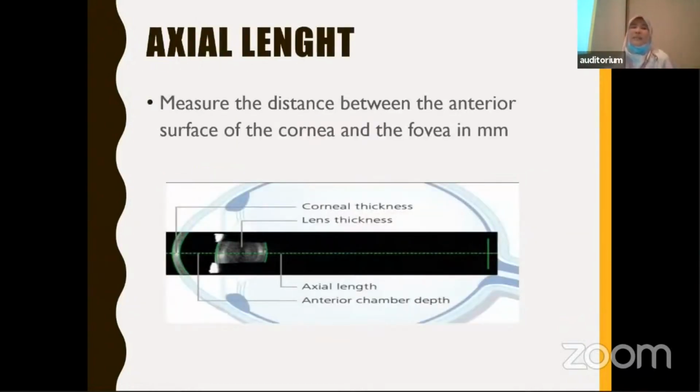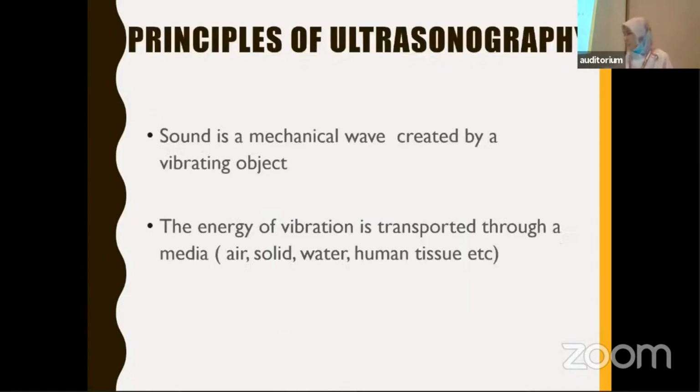Axial length is the measurement of the distance between the anterior surface of the cornea and the fovea in millimeters. Ultrasound is a sound wave with frequency higher than 20,000 hertz. Ultrasound devices operate with frequency from 20 kilohertz up to several gigahertz. Ultrasound is commonly used for medical diagnostics.